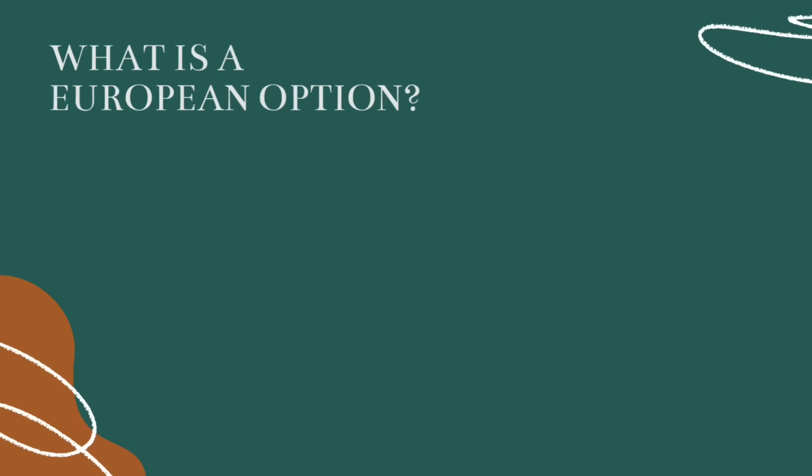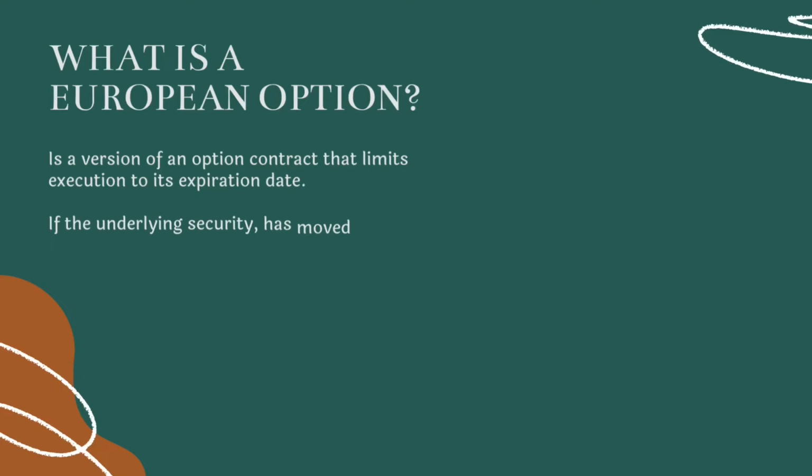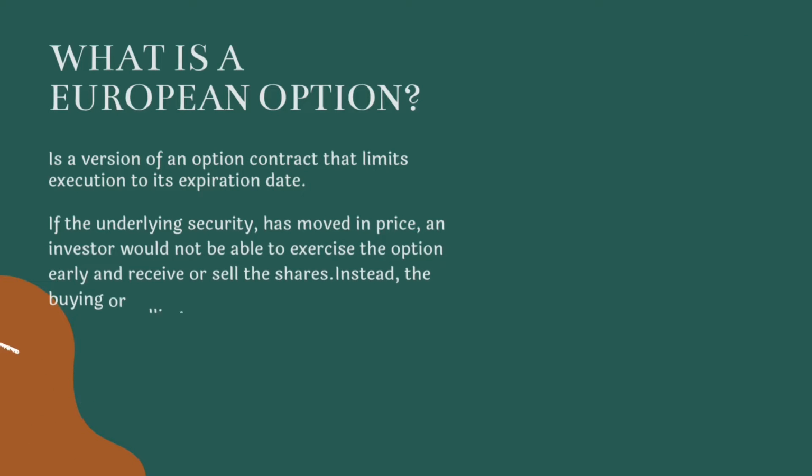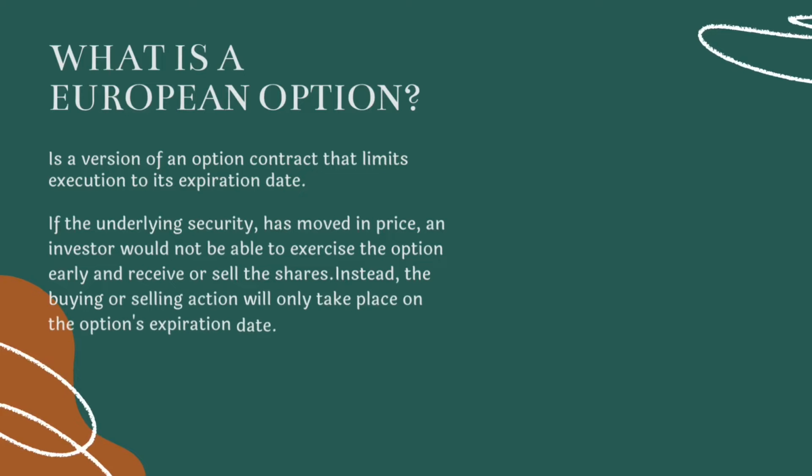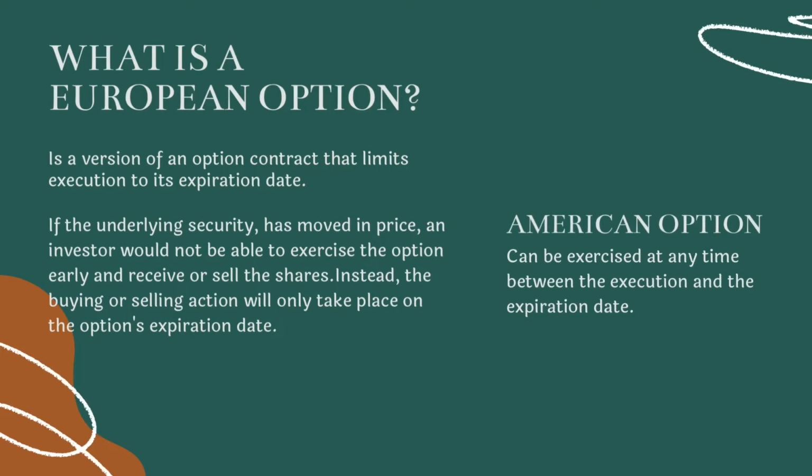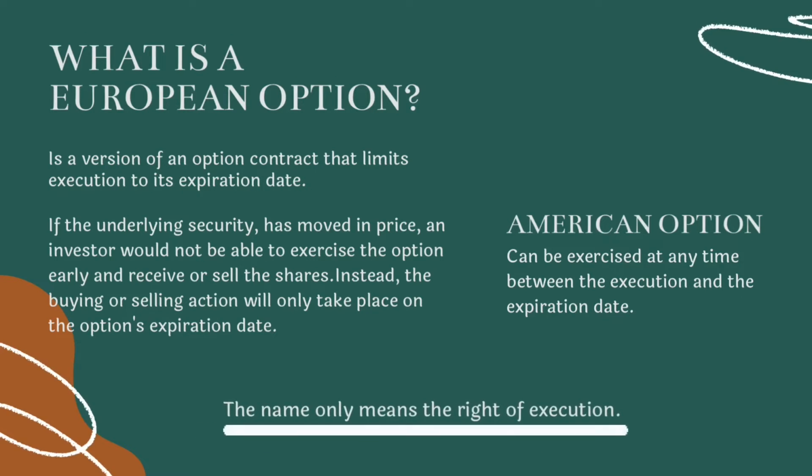A European option is a version of an option contract that limits execution to its expiration date. In other words, if the underlying security, such as a share, has moved in price, an investor will not be able to exercise the option early and receive or sell the shares. Instead, the buying or selling action will only take place on the option's expiration date. Another version of the options contract is the American option, which can be exercised between the execution and the expiration date. The names of these two versions should not be confused with the hierarchical location. The name only means the right of execution.